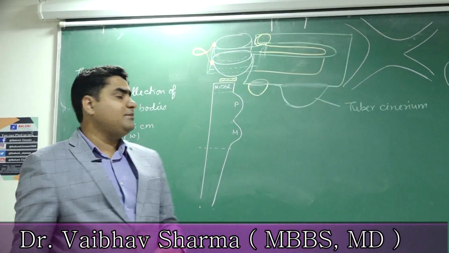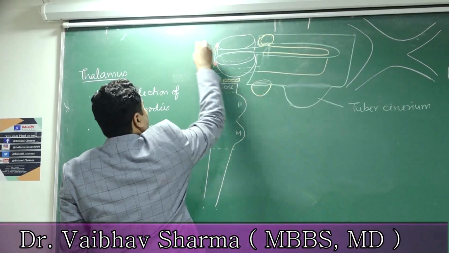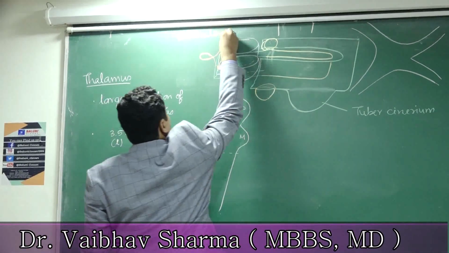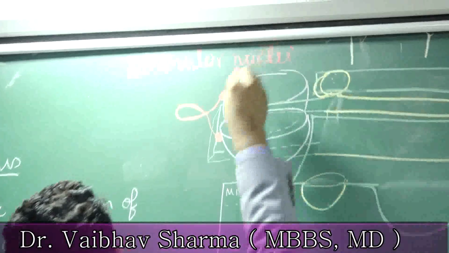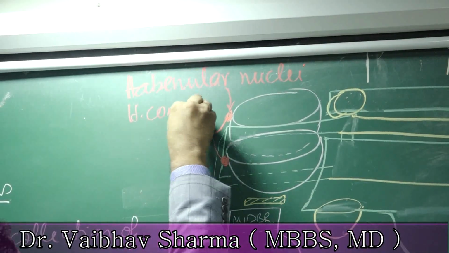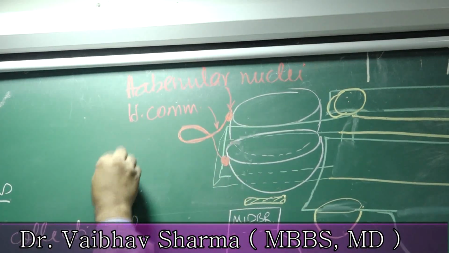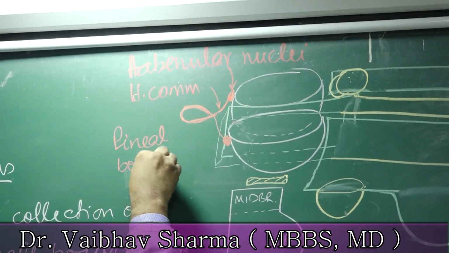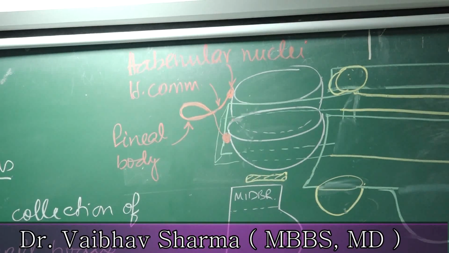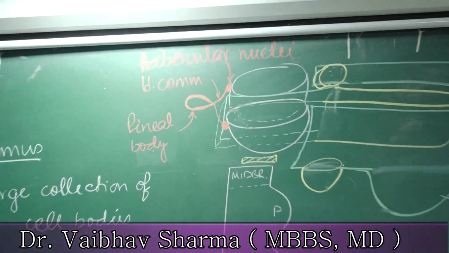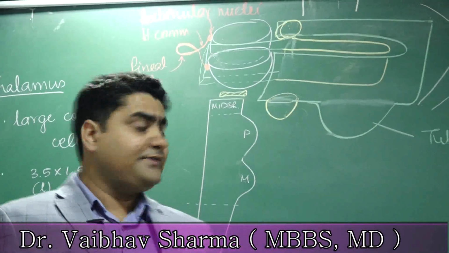So, what is epithalamus? Epithalamus includes habenular nuclei, then habenular commissure and pineal body. These structures that I have drawn in red, they are actually termed as epithalamus.